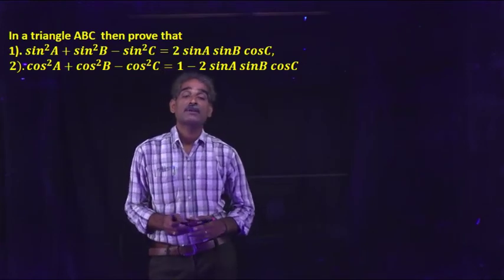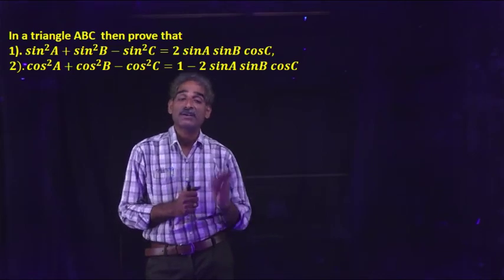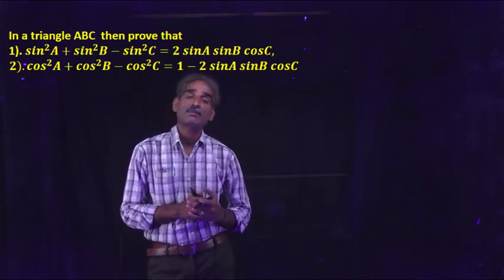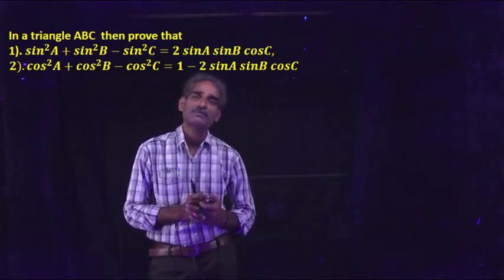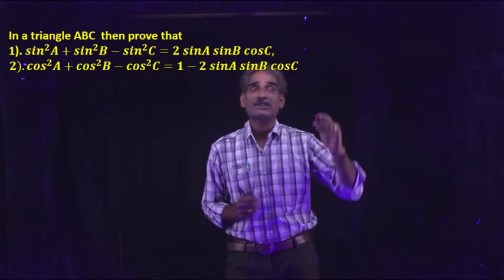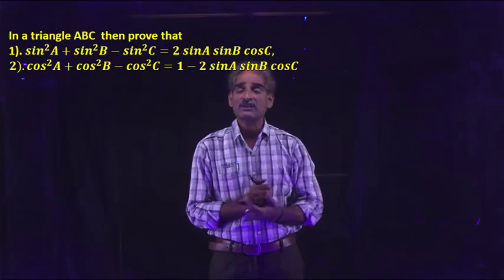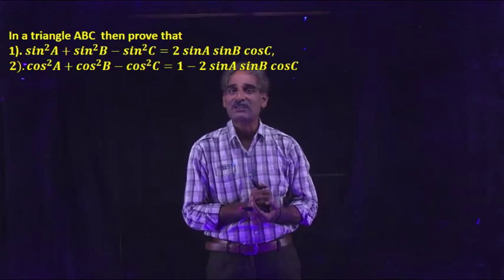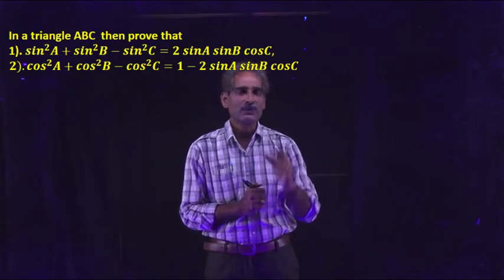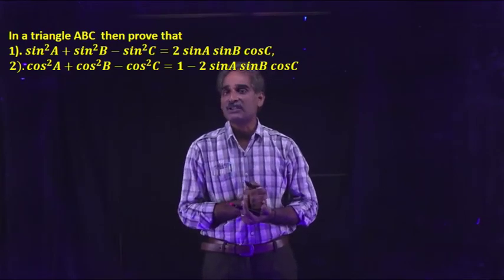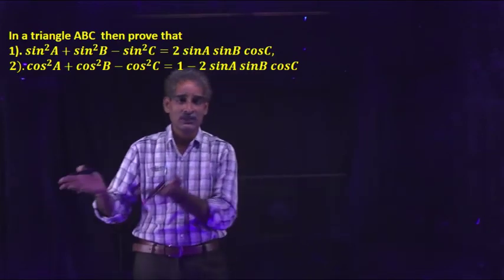So now see this. In a triangle ABC, that means the condition is the same, a plus b plus c is 180. But here the squares are there. Sin²a plus sin²b minus sin²c is equal to 2 sin a sin b cos c. Okay, now take LHS. Before going to that, there are transformation formulas for square functions: sin²a minus sin²b, cos²a minus sin²b. If you have a clear idea about that, this problem is very easy.